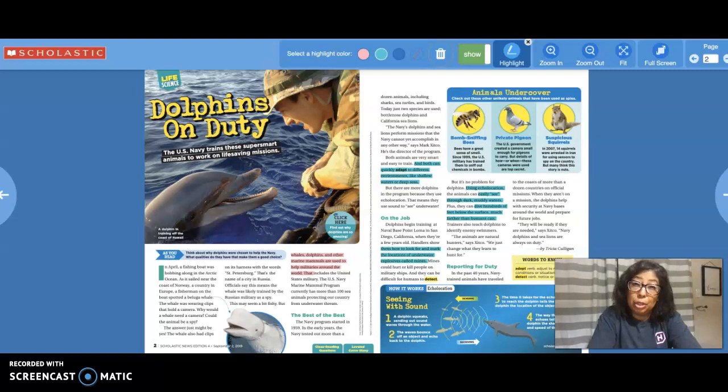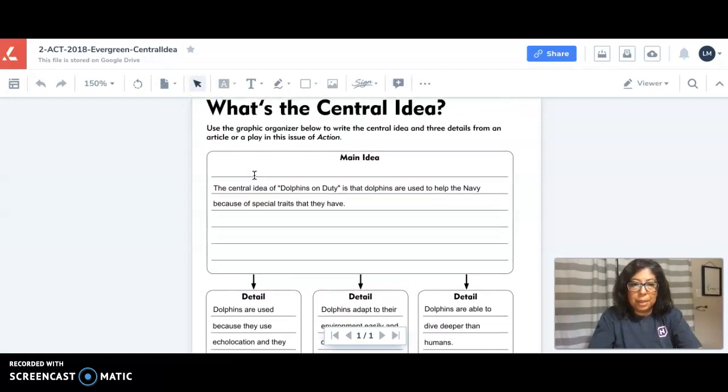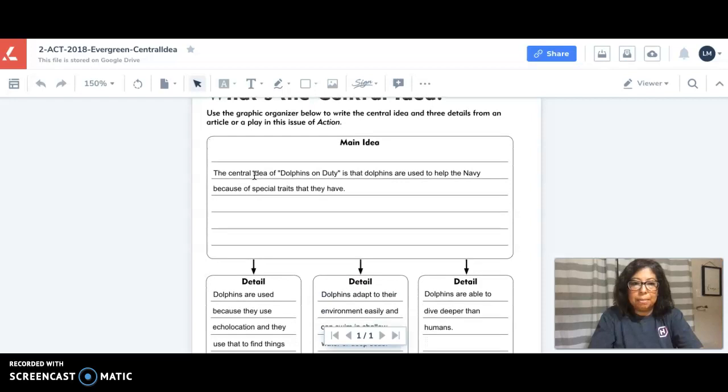Yesterday we looked at the central idea of our story, and after looking at text features and after reading our story, we determined that the central idea was that dolphins were used to help the Navy. So using our graphic organizer, the central idea is what goes at the very top. Let's pull up our graphic organizer so that you can see what I'm talking about. What's the central idea?